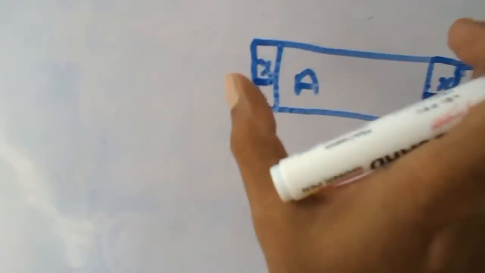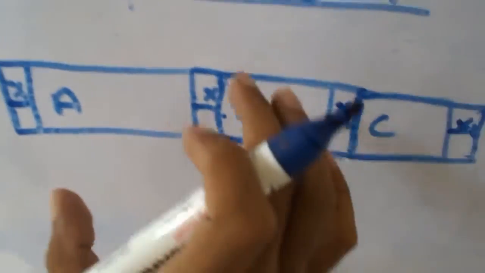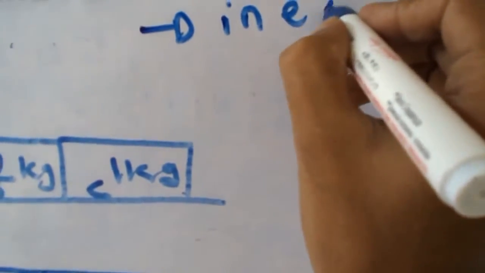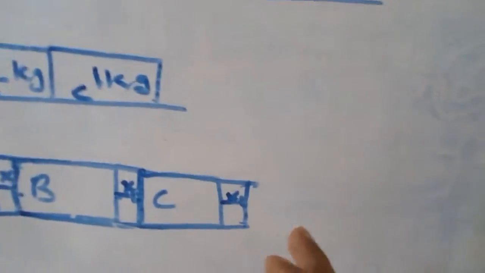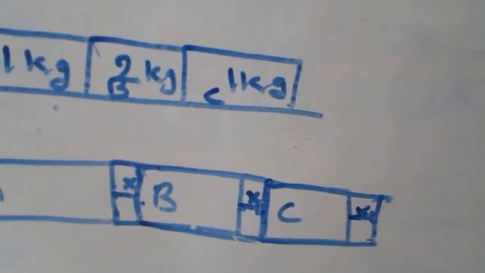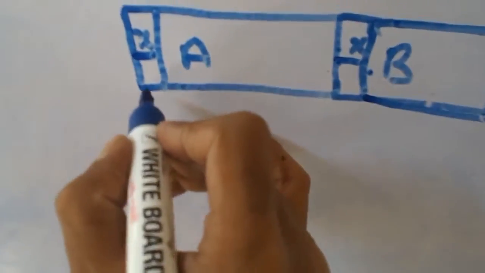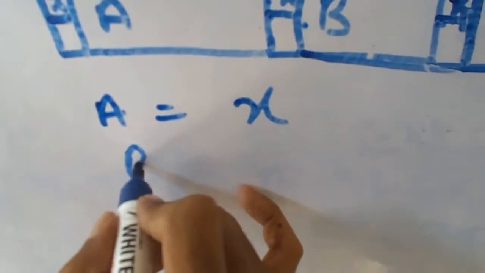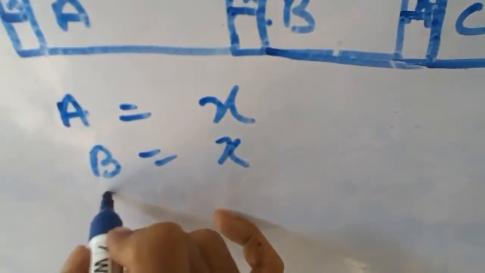Because these bodies are rigid, inelastic. Okay, these things are inelastic, rigid bodies. So change in length due to forces will not happen; there will not be any changes. So okay guys, A has moved X, B has moved X, C has moved X.